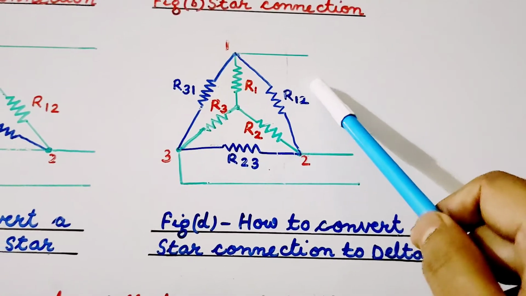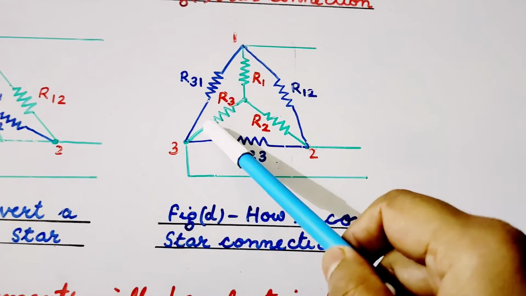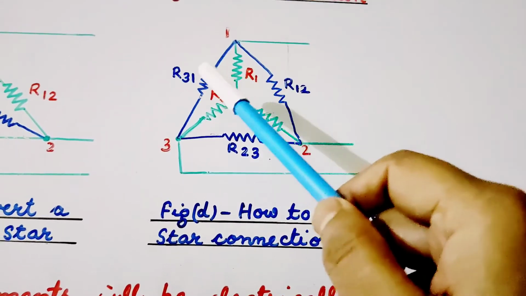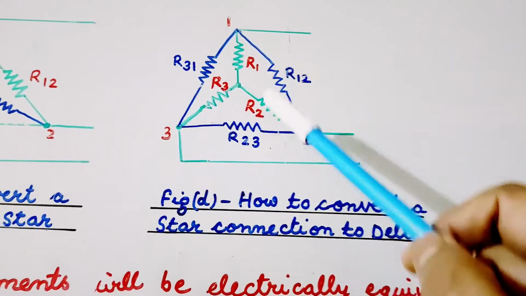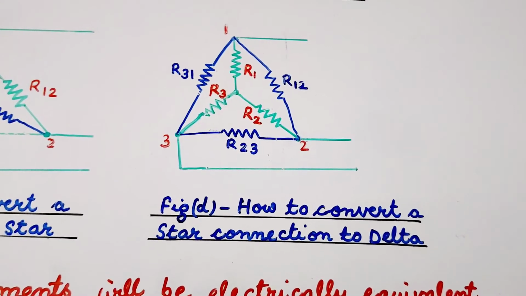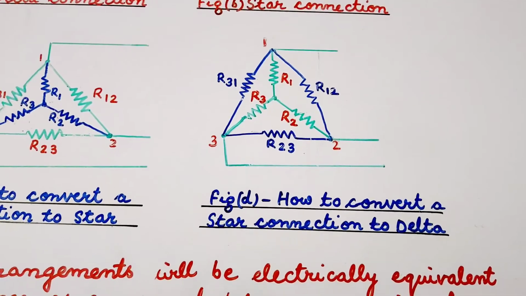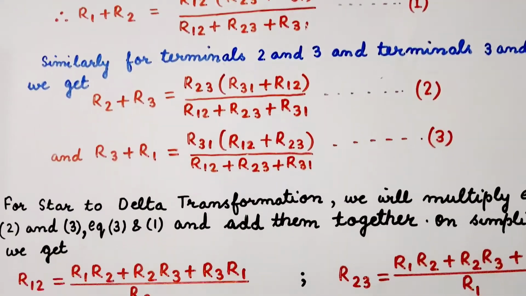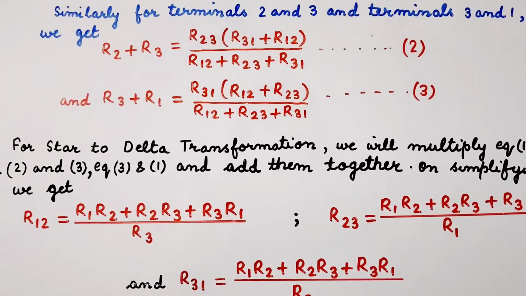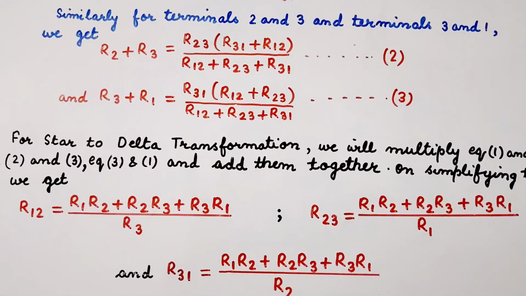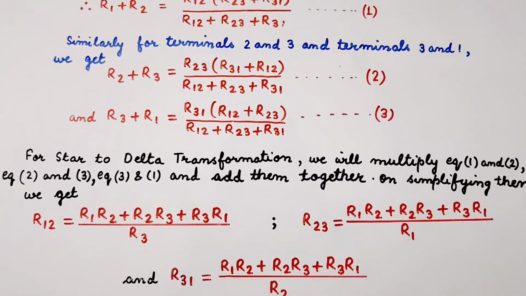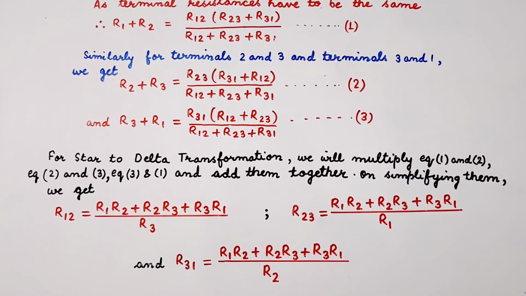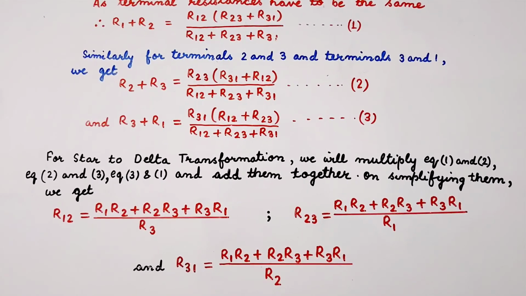So for R12, we will have to divide it by R3. For obtaining R23, we will have to divide it by R1. And for obtaining the value of R31, we will have to divide it by R2. In this way, we can easily remember the formula for the resistance when it is converted from star to delta. I hope this is clear to all of you.